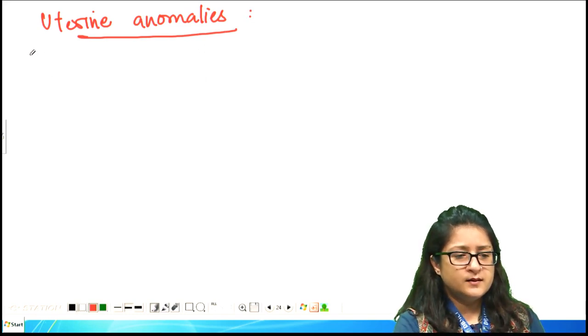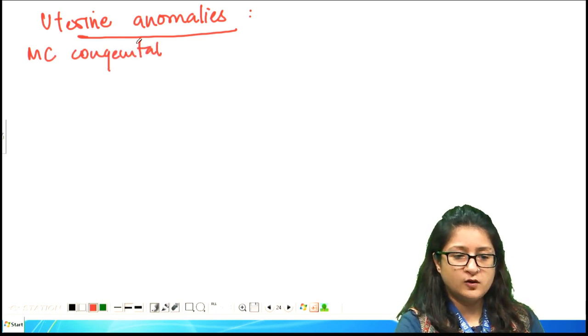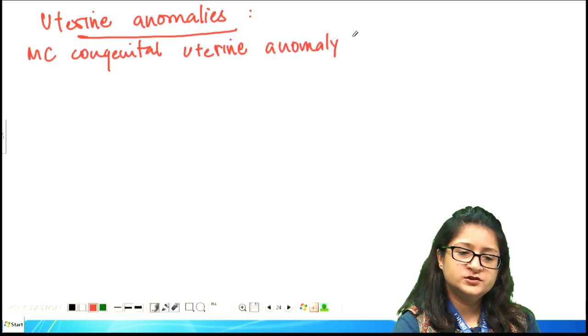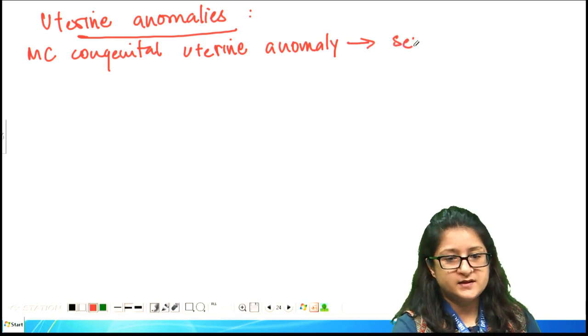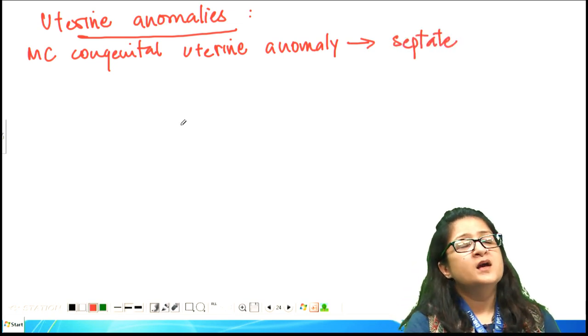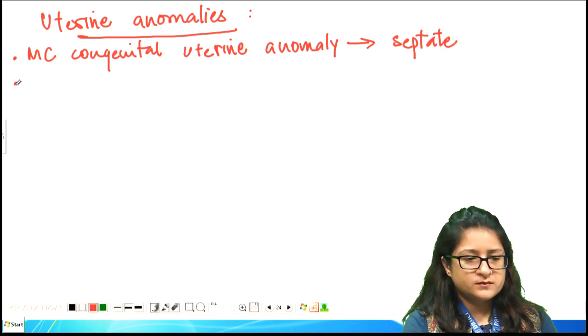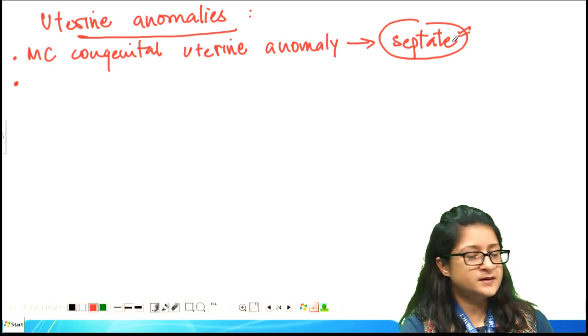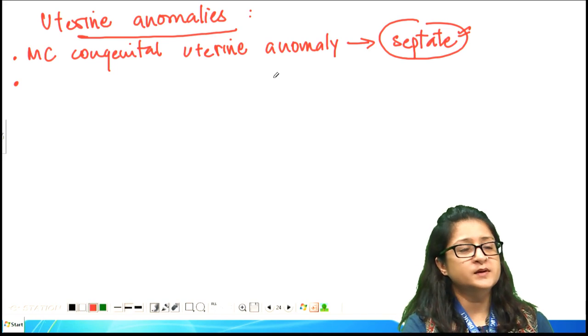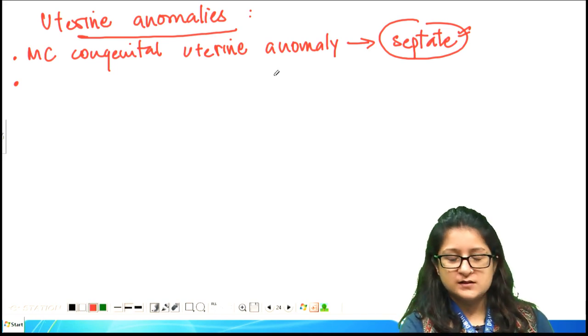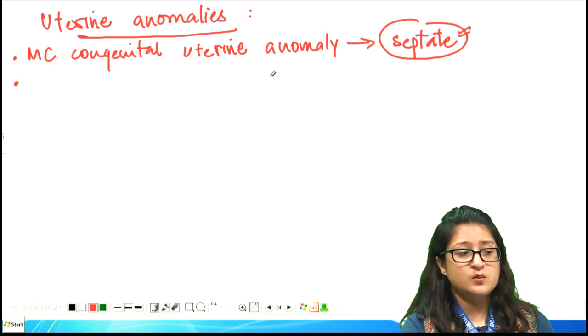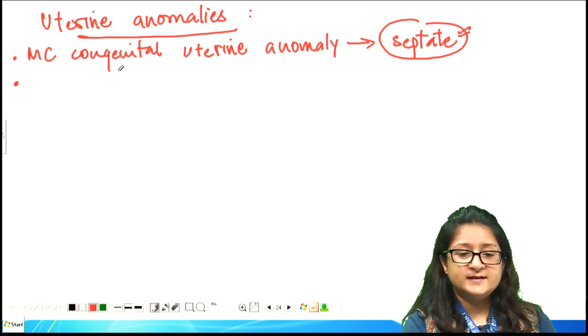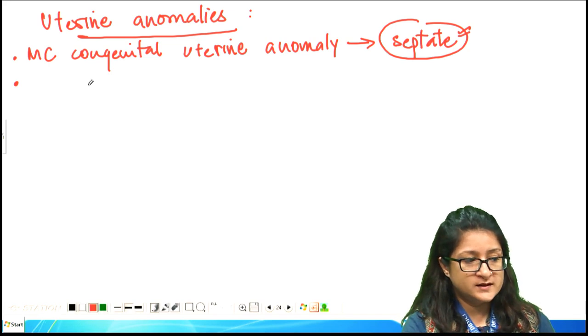So remember that the most common congenital uterine anomaly is a septate uterus. Septate is the answer to most of your questions. So you understand it, try to remember it that way. It is the most common, and also it might appear like it is a small septa, but it is the one that is causing most of the problems, all right? So let's say septate uterus is the most common congenital uterine anomaly.